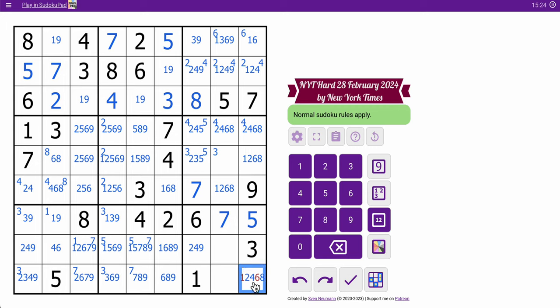Four is the one I get rid of. This one gets rid of 1, 6. 249 and 248. Okay, these are 2, 4, 8, 9. Nothing looks in there yet.